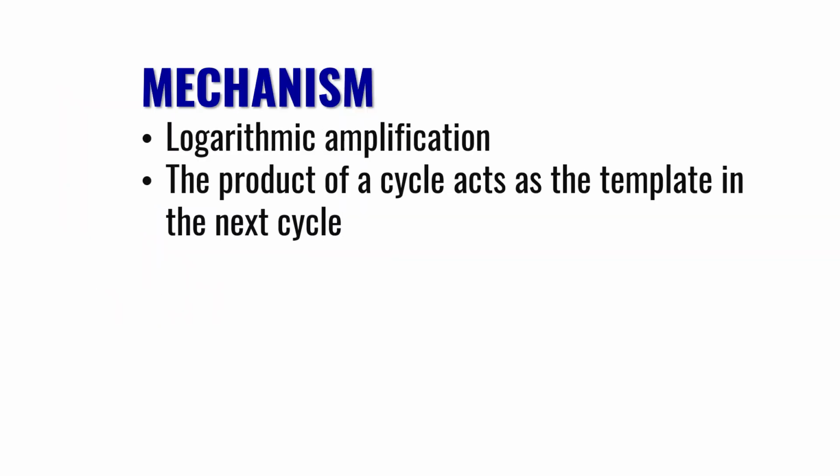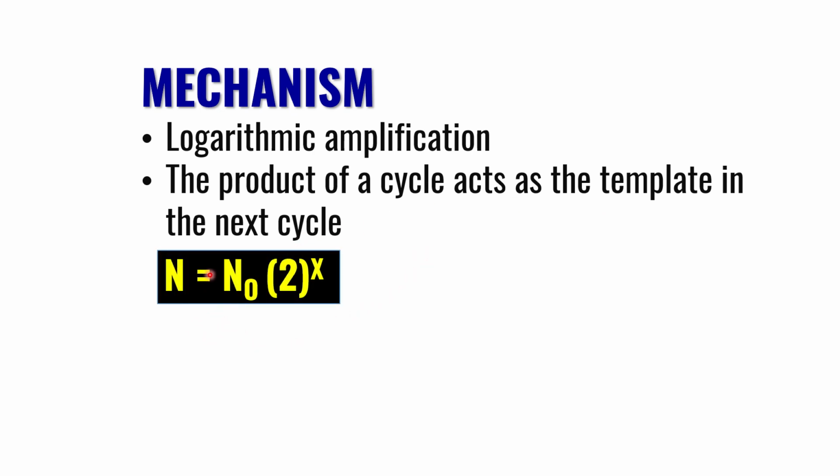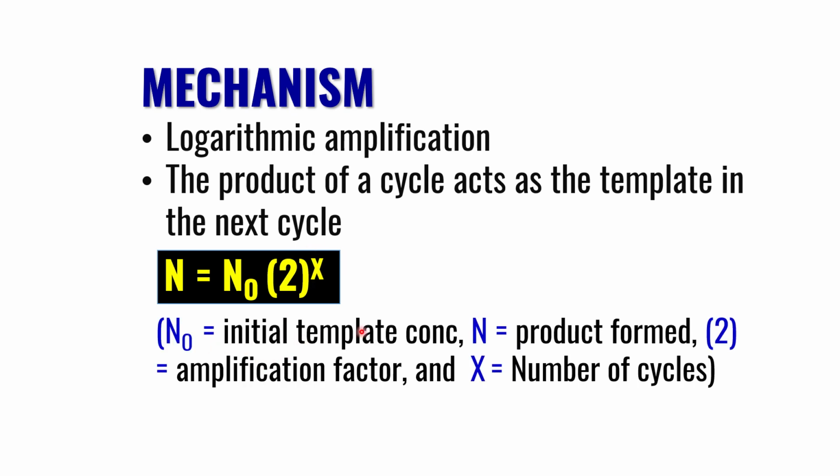So PCR amplification is geometric progression or logarithmic amplification, and this is simply because the product of each cycle acts as the template in the next cycle. And the amount of the product N formed from the initial amount N0 can be calculated using this formula. N is equal to N0 times 2 raised to the power x. x is the number of cycles. So N0 is the initial amount of template, N is the product formed, 2 is the amplification factor, and x is the number of cycles.